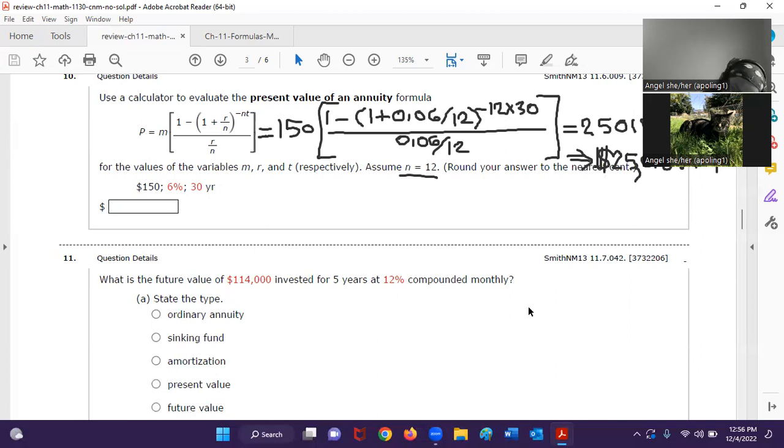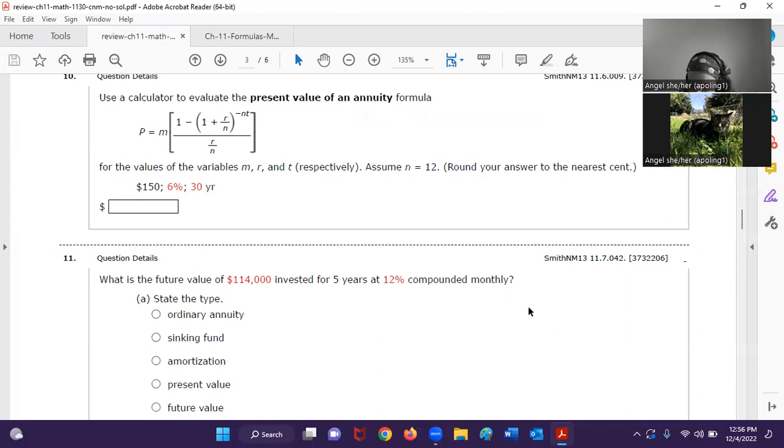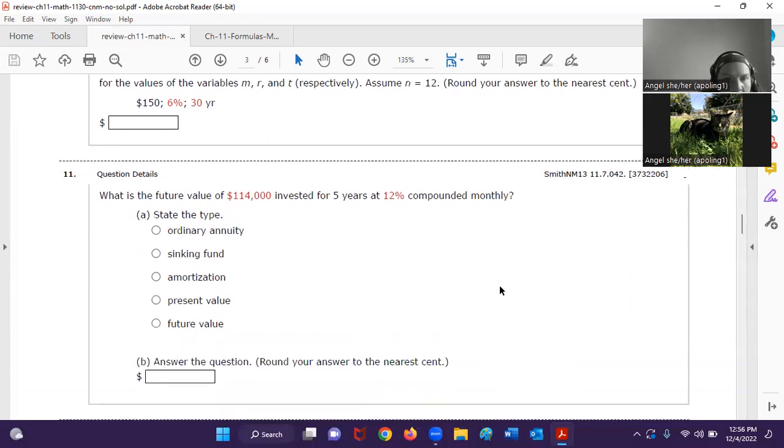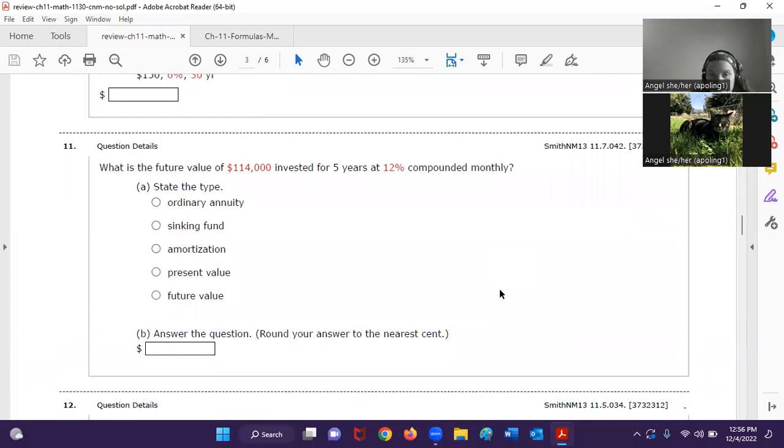Okay. Now, the next one's a nice one. It's a chapter 7 question, but we also get to use the formula afterward. So we don't just have to decide which formula, but actually get to use it. So here, what is the future value of $114,000 invested for 5 years at 12% compounded monthly? The type of problem, they just flat out tell us, right? Future value. What's the future value? And this is a compounded problem.